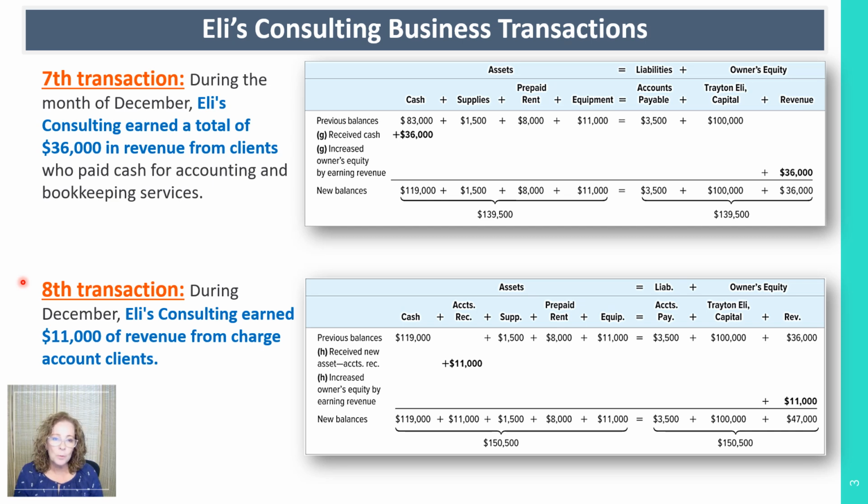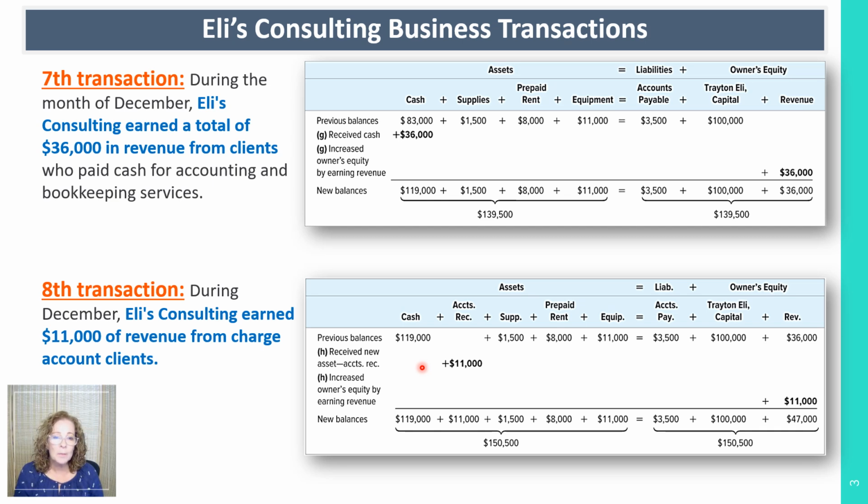Accountants call monies owed by customers accounts receivable. And to keep things organized for Eli's Consulting, we'll add another category called accounts receivable to the accounting equation's asset side. And we're now ready to analyze this transaction. What happened? For one, customers now owe Eli's Consulting $11,000. We'll record that by entering $11,000 into the accounts receivable column.